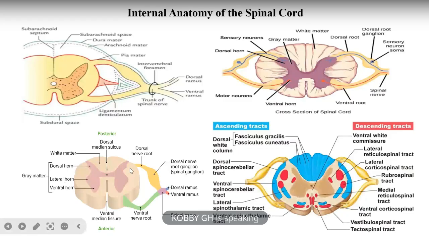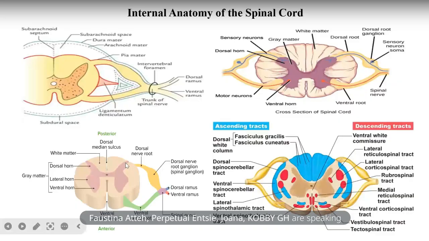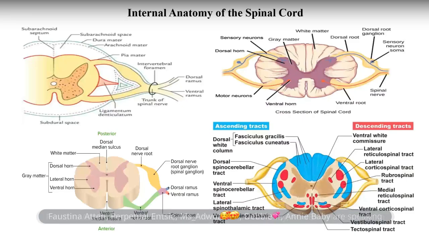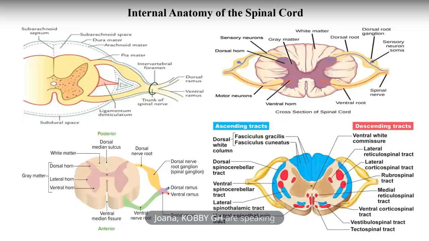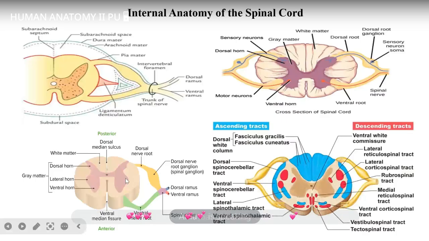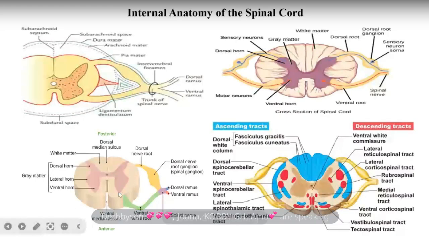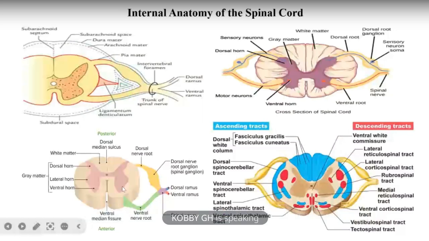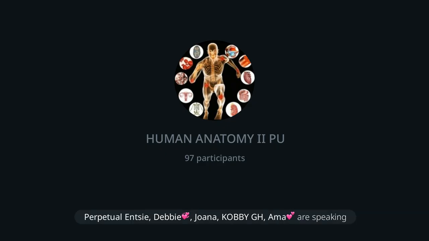Now I'm coming to point out another part of the gray matter. You tell me the part. Which part is this? Dorsal horn. Which part is this? The lateral horn. And which part is this? The ventral horn, or anterior horn.